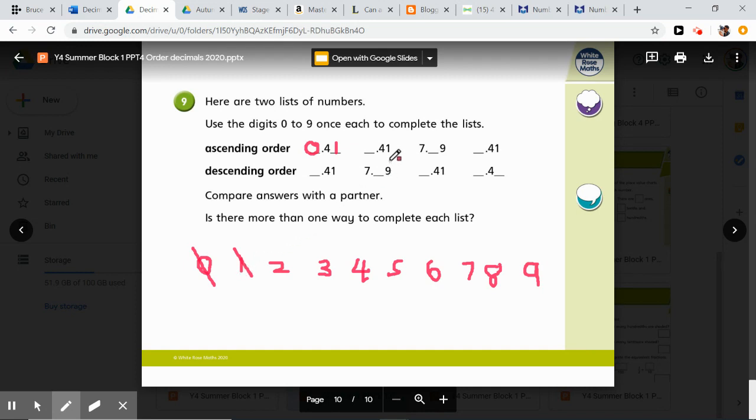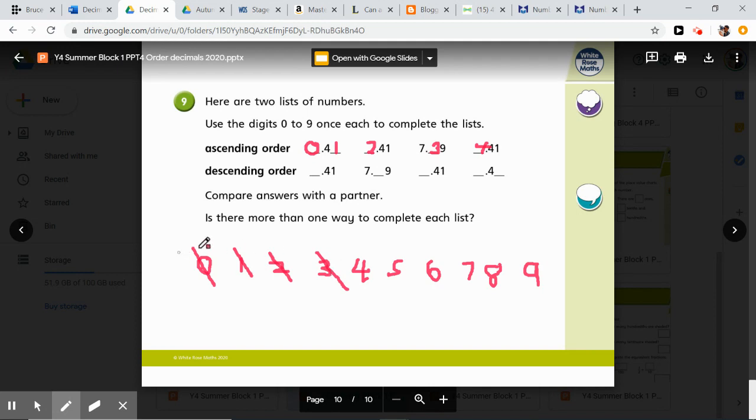But the next number is 0.41. Okay, well, maybe I can use the 2. Could I use the 3 here? Yes, I could. But then I can't use the 4 here. So if I use 4 here for 4.41, well, that's smaller than 7.39. So I'm going to have to start again.